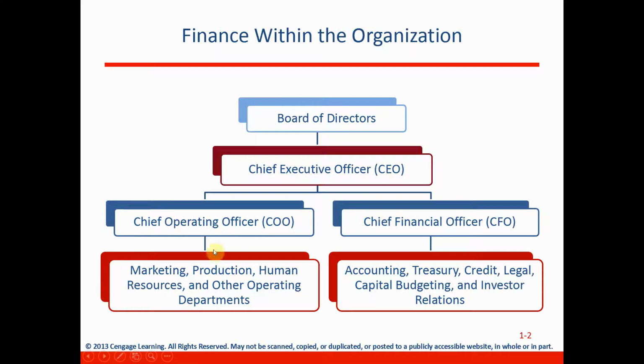So on the operating side, you have a marketing department, you have a production department, human resources for hiring and firing people, and also you have a sales department, and so on and so forth. On the financial side, you also have a lot of departments who handle accounting, spending, credit, cash budgeting, capital budgeting, and also investor relations, who are in charge of disclosing the company finances to the public.